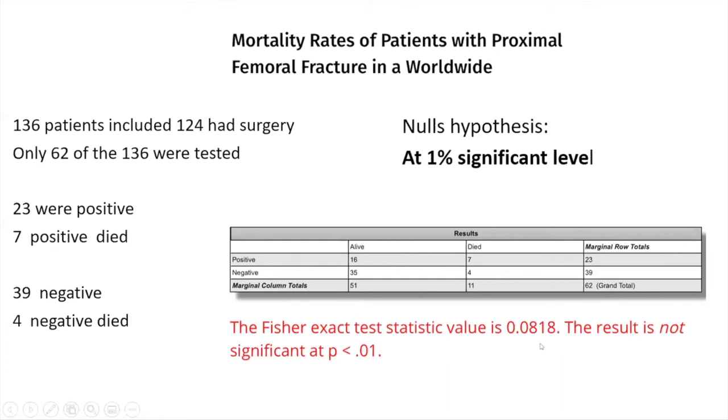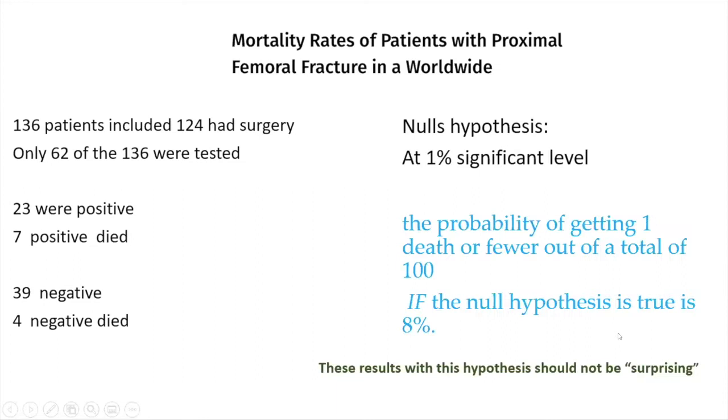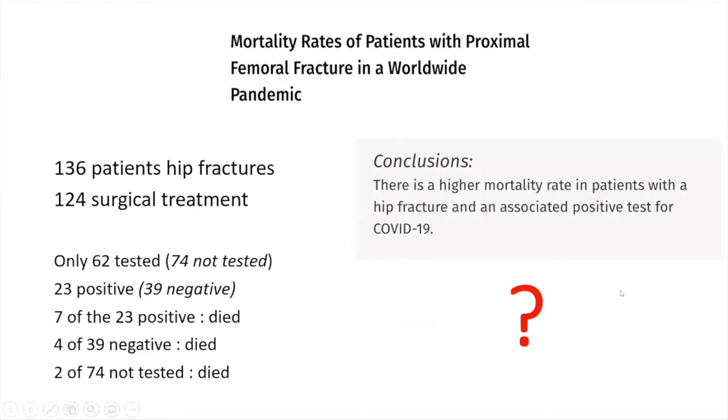Look at what we get. We get a non-significant result, which means that these results with this hypothesis should not be surprising. The probability of getting one death or fewer out of 100, if this null hypothesis was true, is about 8%. So it is not extreme data. So is it still fair to make this conclusion that there is a higher mortality rate in patients with a hip fracture and an associated positive test, primarily based on percentages?